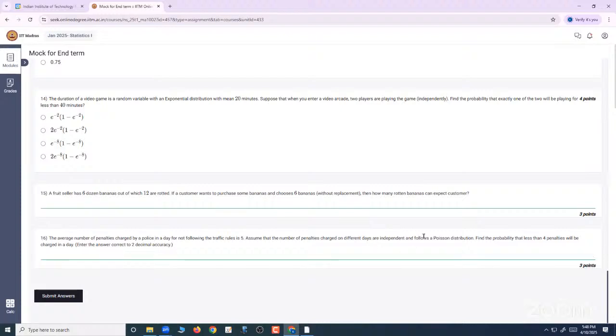Okay, so basically, the number of penalties charged by the police in a day is following a Poisson distribution with an average of 5. That means my value of lambda is 5. So we have to calculate the probability that less than 4 penalties will be charged in a day. That means I have to calculate what?